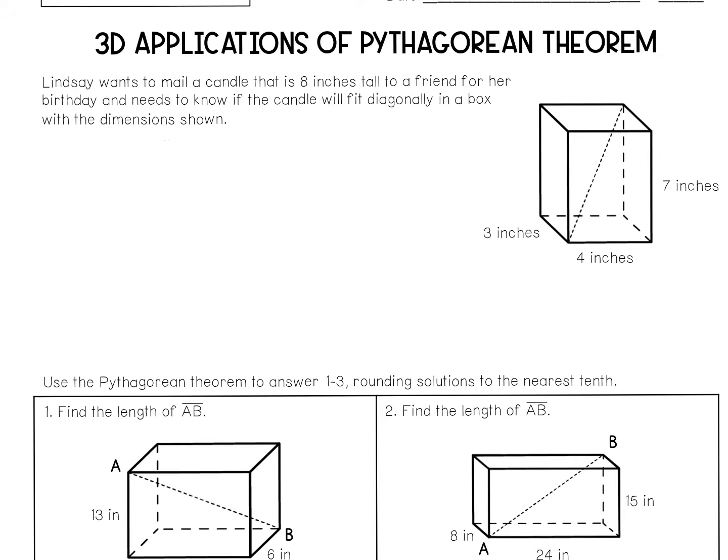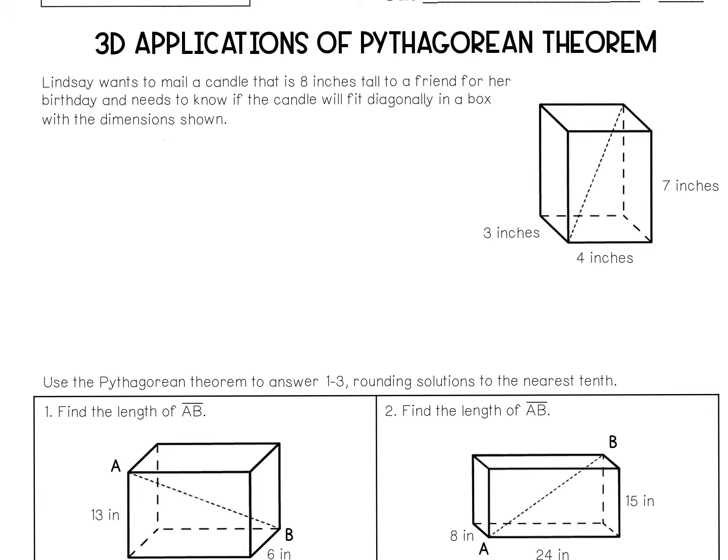Looking at this first problem at the top, Lindsay wants to mail a candle that is 8 inches tall to a friend for her birthday and needs to know if the candle will fit diagonally in a box with the dimensions shown. In this box diagram, I've got a length of 4 inches, a width of 3 inches, and a height of 7 inches. Obviously, the candle is not going to fit straight up and down, but it might fit diagonally.